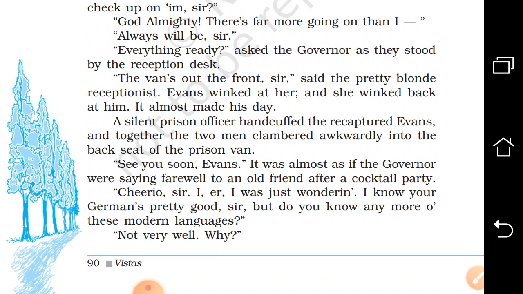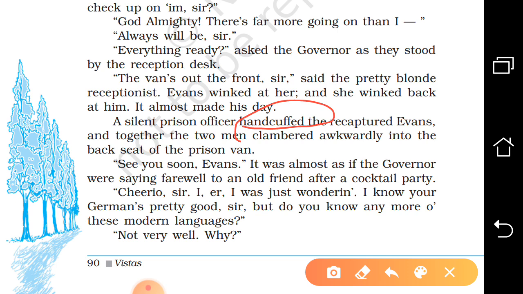The van's out there, said the pretty blonde receptionist. Evans winked at her. Actually, that girl also is a part of his escape. Winked at her and she winked back. What is winking? Closing one eye and the other open. Winked back at her. It almost made his day. A silent prison officer handcuffed the recaptured Evans. What is handcuffed, you know? Handcuffs are what the police people use to restrain a criminal. Okay.